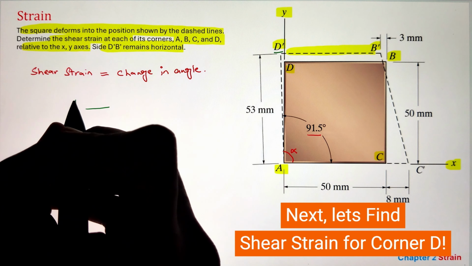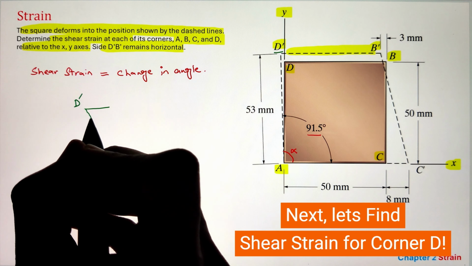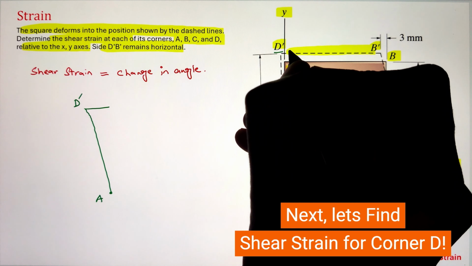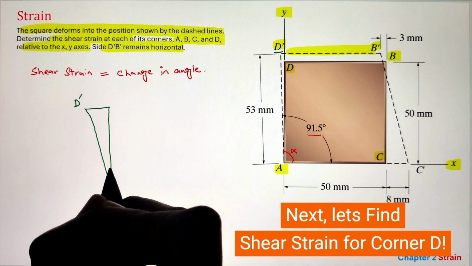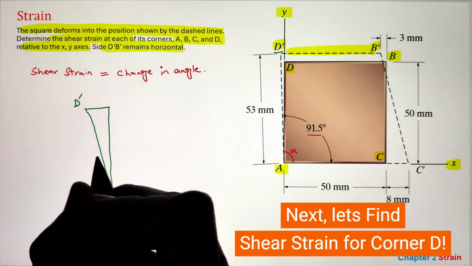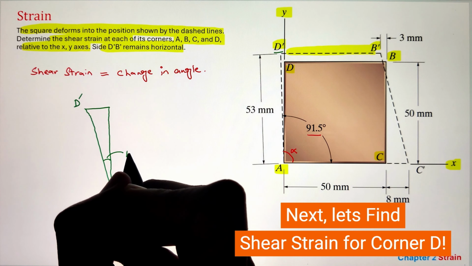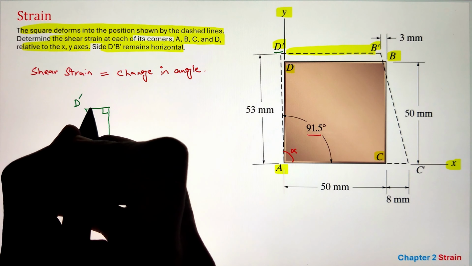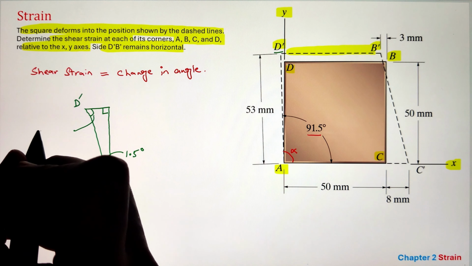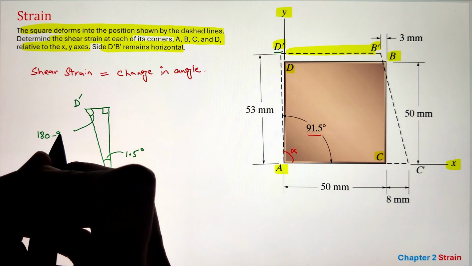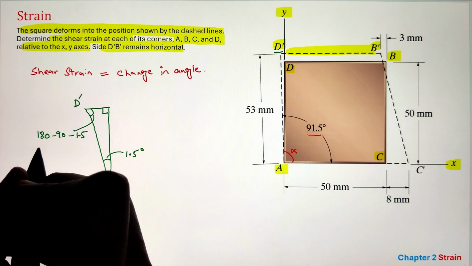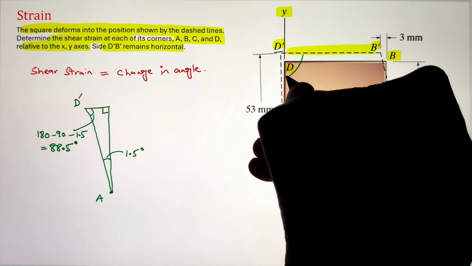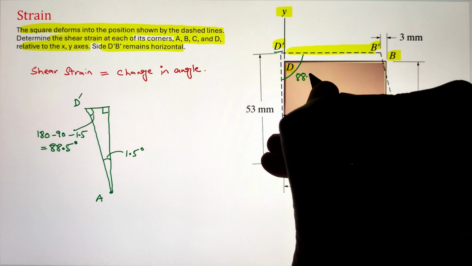Next, let's move to point D and figure out the shear strain here. In this case, I can draw a right angle triangle from point D dash all the way to point A, and from point A move vertically upwards, drawing the dash line going horizontally from D dash to make a right angle triangle. We do that so that we can calculate the new internal angle at point D. Since one of the angles is 1.5 degrees and the second is the right angle, the third angle can be calculated by subtracting these two from 180 degrees. That comes out as 88.5 degrees.